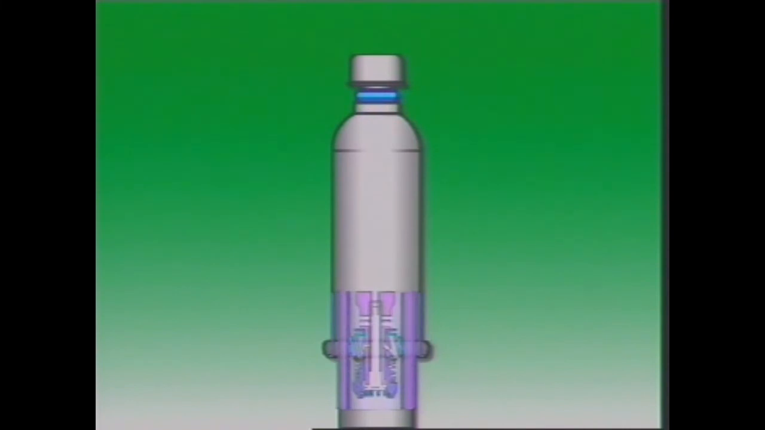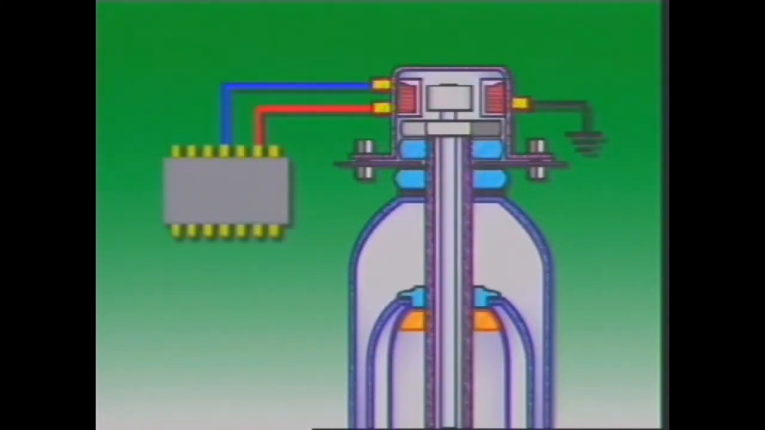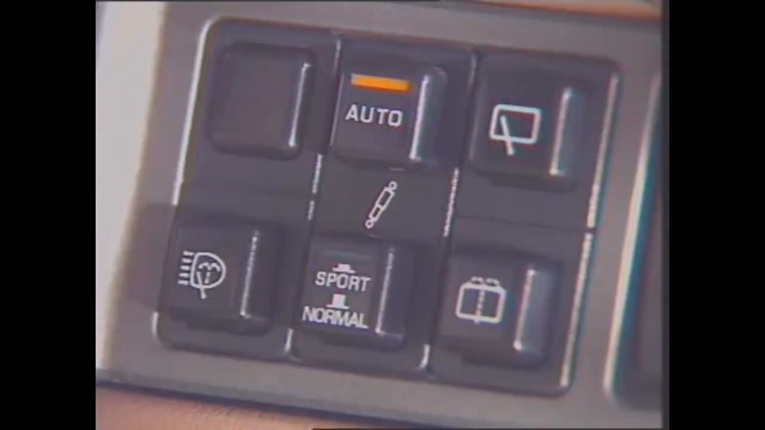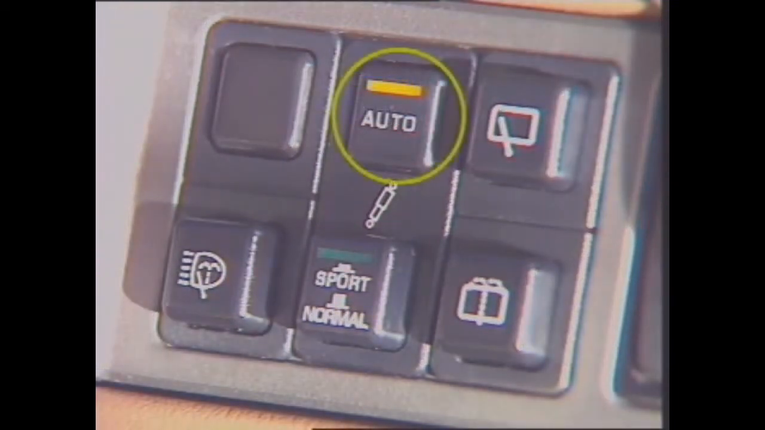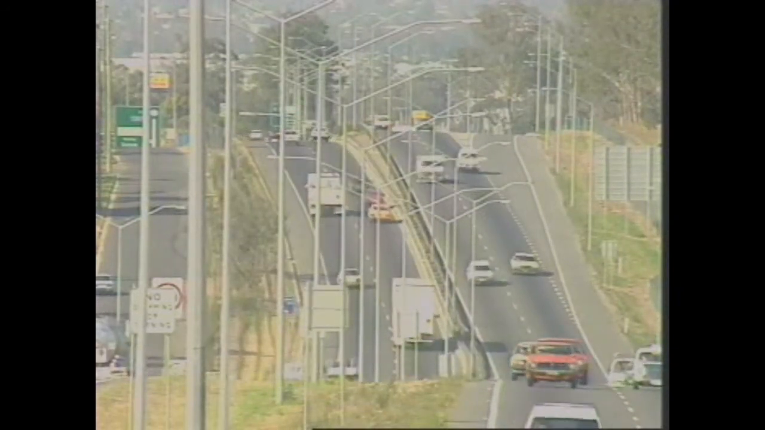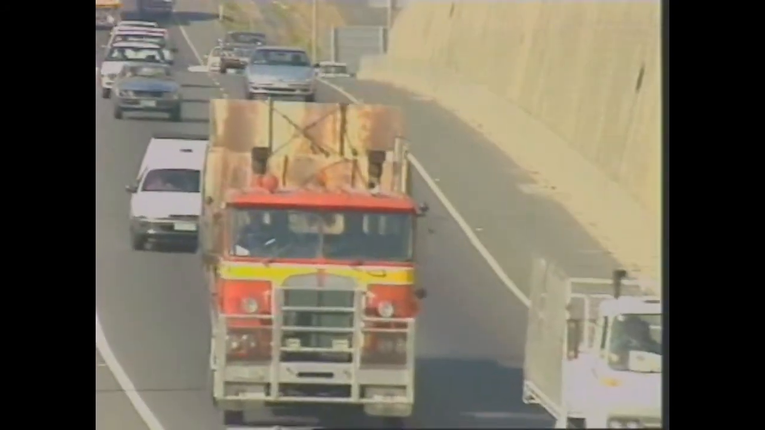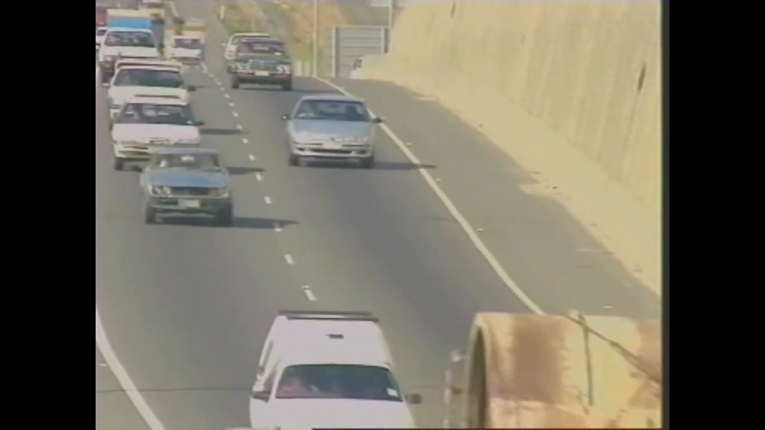The solenoid is operated by an electrical signal from the electronic control unit, or ECU. The ECU allows different modes of operation according to a selector switch on the dashboard. In the auto position, the dampening effect at the front wheels is increased at road speeds above 80 km per hour. This improves vehicle stability at high speeds. The rear shock absorbers stay at their normal setting.